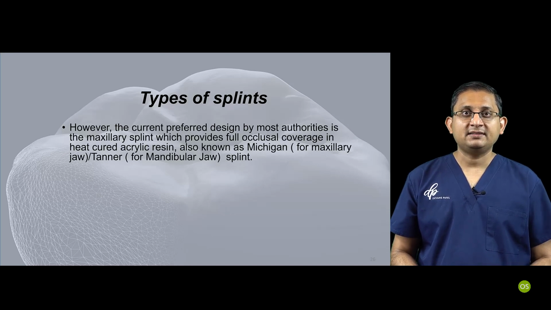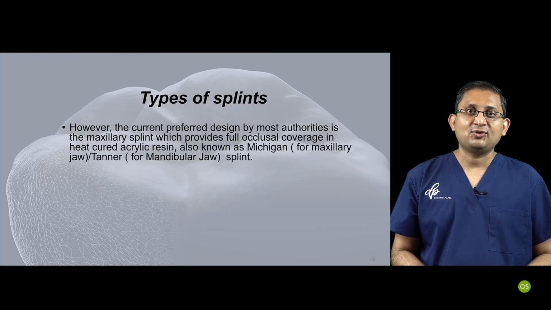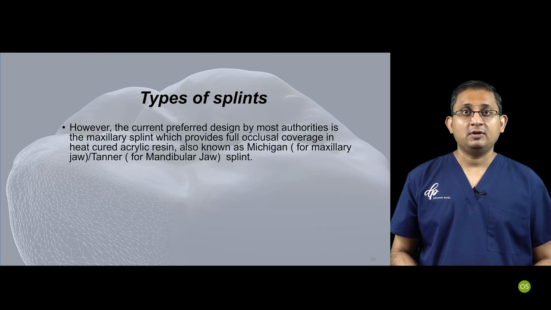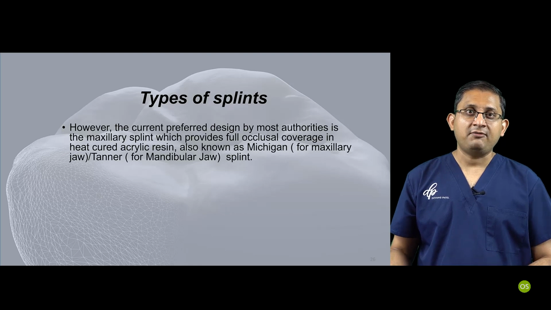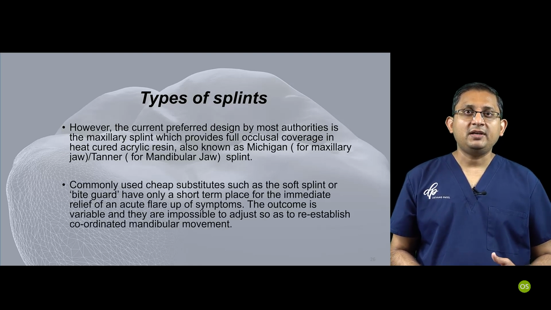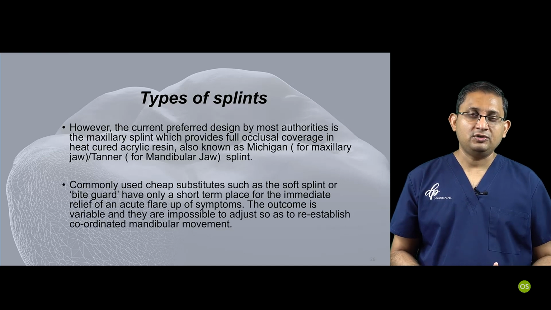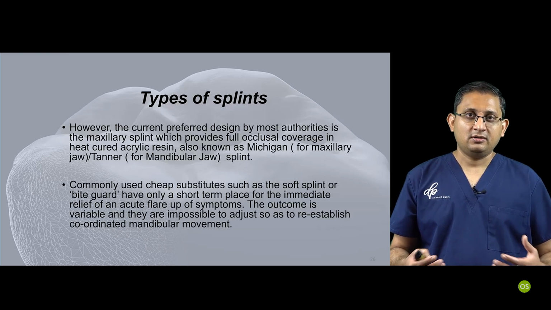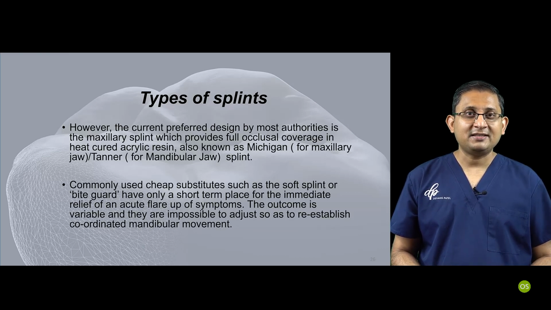Everyone has their biases. So you need to look at all the evidence with a pinch of salt and make sure that you use whatever works in your hand with the evidence. What I would say though is the commonly used shortcut by not using a Michigan splint, because the Michigan splint or hard splint is more expensive.